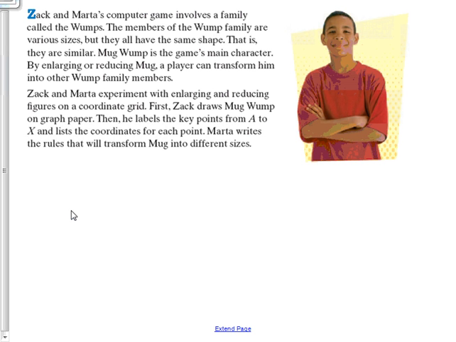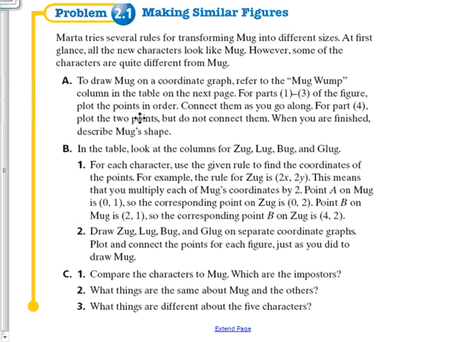They draw Mugwump, which is going to be our original figure. Then he labels the key points from A to X and lists the coordinates for each point. Marta writes the rule that will transform Mug into different sizes. Now, what we're going to do is draw Mug on a coordinate graph. That's the first thing that we're going to do. We're going to connect the dots as we go along. And then we're going to actually figure out what the points are for a few others: Zug, Lug, Bug, and Glug.